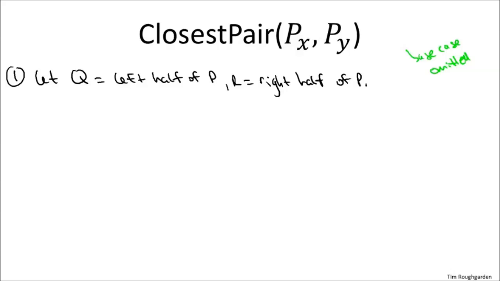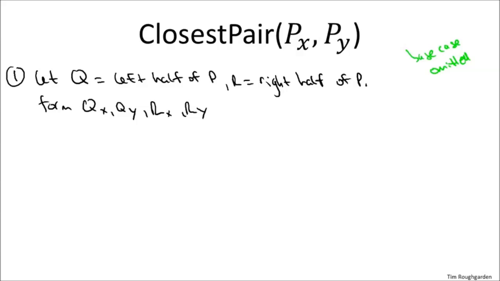Now, in order to recurse, to call closest pair again on the left and right halves, we need sorted versions of Q and R, both by X coordinate and by Y coordinate. So we're just going to form those by doing suitable linear scans through PX and PY. One thing I encourage you to think through carefully, or maybe even code up after the video, is how would you form QX, QY, RX, and RY, given that you already have PX and PY.